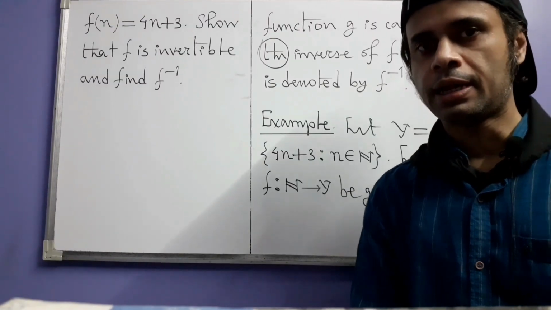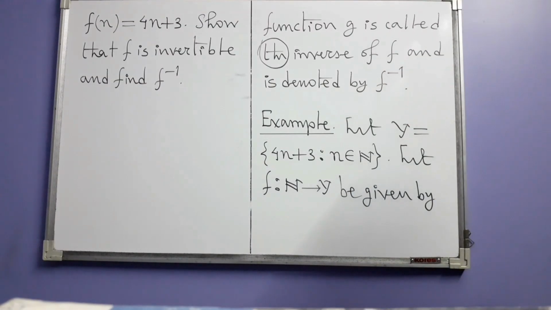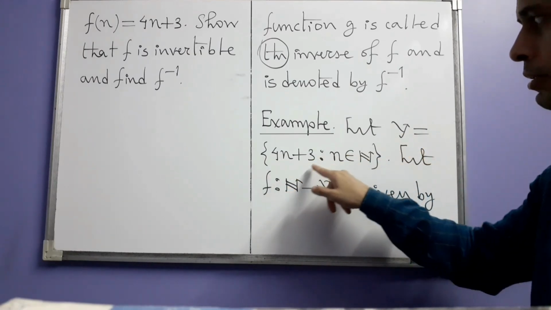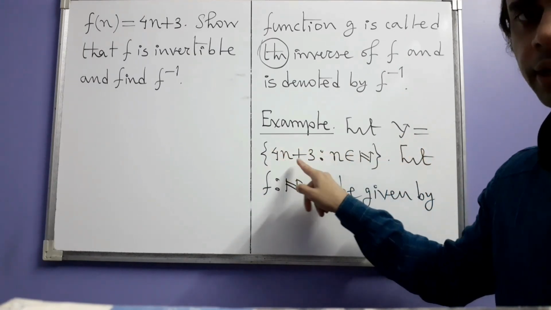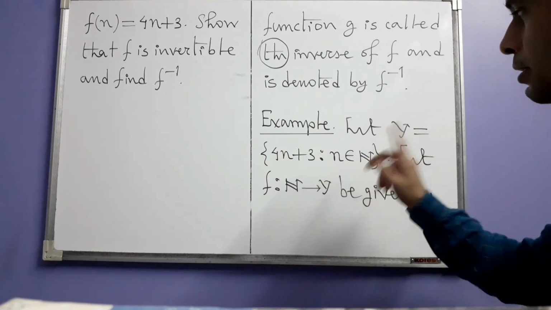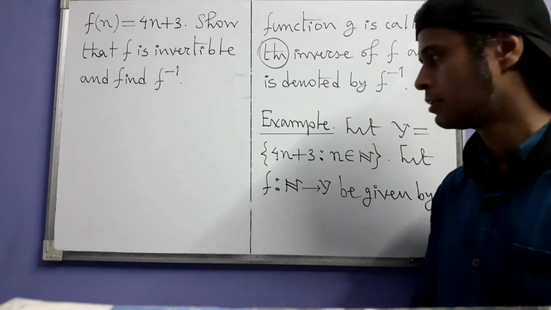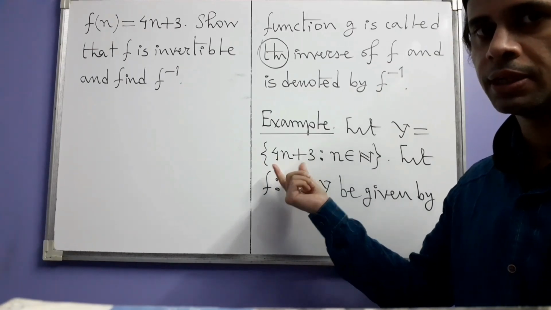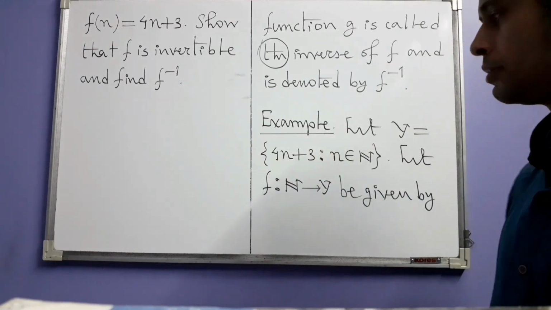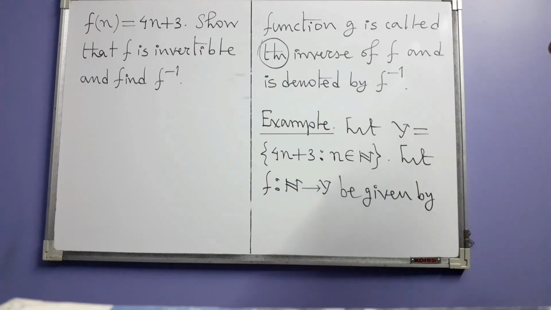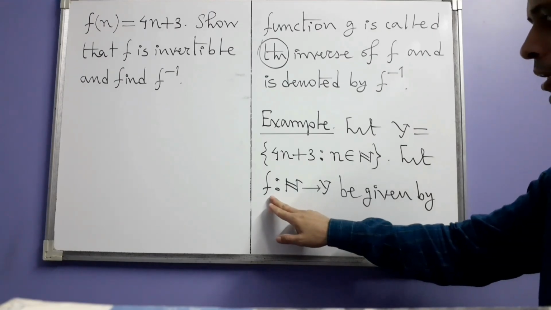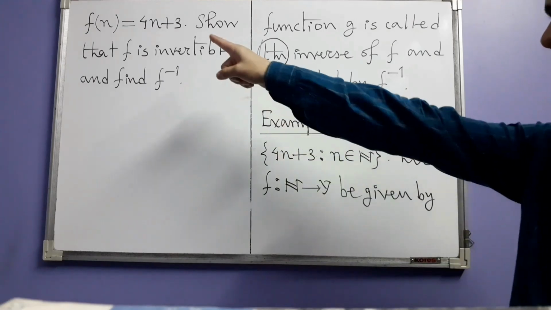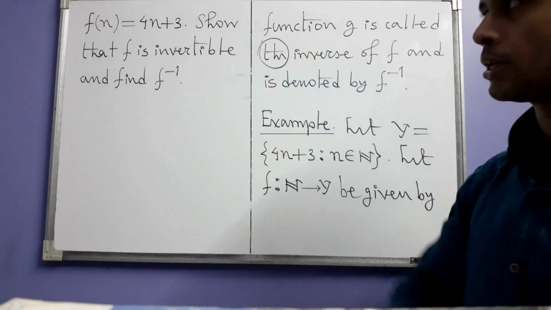Now let us see another example next. You first consider the set y consisting of all numbers like this, 4n plus 3, where n is any natural number. For example, if you take n equal to 1, then you get 7 here. So 7 is an element in this set, like that. And then you consider this function f from the set of natural numbers into y, given by that formula, f of n equal to 4n plus 3.